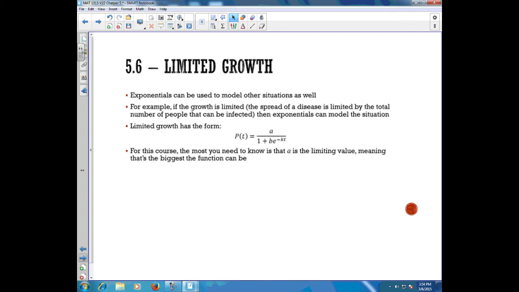So a limited growth function has the form you see here: P of t is equal to a over 1 plus b e to the minus kt. Now, this equation's got a little bit more to it than what you're used to seeing. But what you really need to recognize is that a is what's known as the limiting value. That number in the numerator is the biggest the function could be. That's the most people that could get infected by the disease. So, let's try one of these.